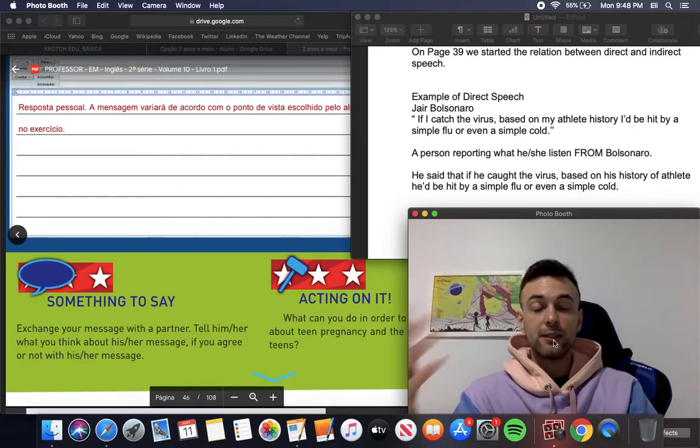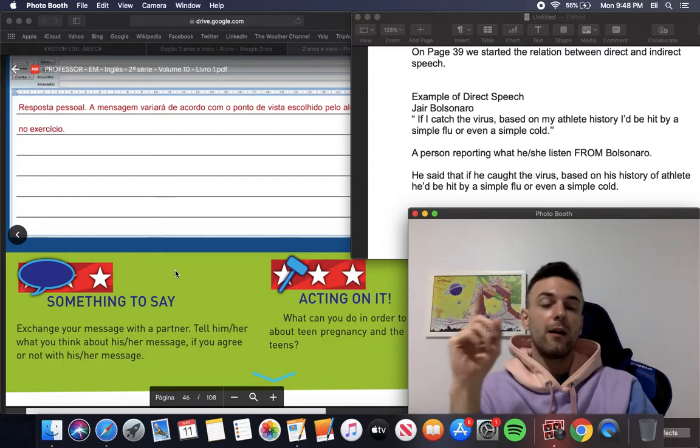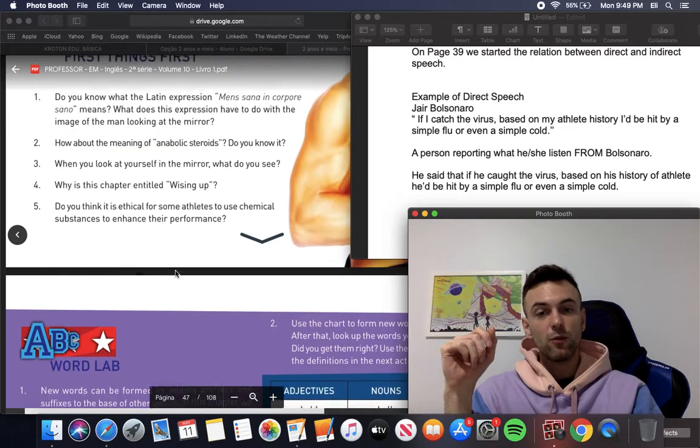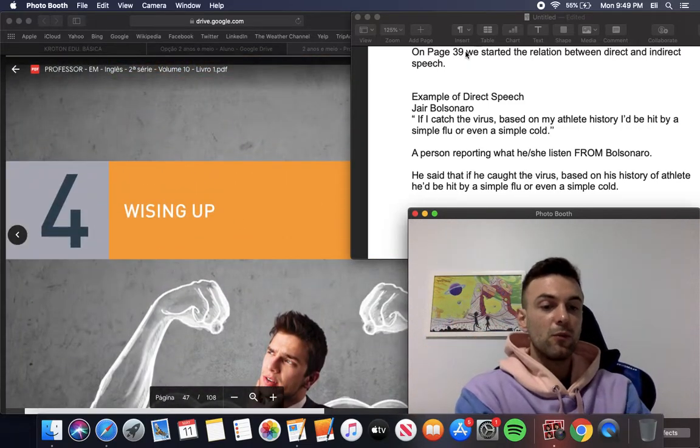E quem já terminou tudo, já corrigiu os exercícios, então lembre-se que tem P2 no portal. E na semana que vem nós começamos a lição 4, Wising Up, ficando mais inteligentes.